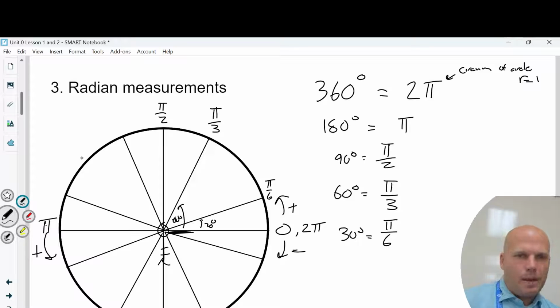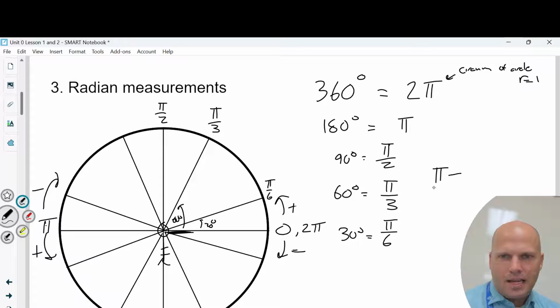Now, what about these other angles? Well, what's easy to do is understand adding versus subtracting angles. So, let's say we are at pi, 180 degrees. Let's add and subtract 30 degrees from pi. So, if I take 180 and subtract 30, you're like, oh, that's 150, no big deal. But the question is, what is pi minus pi over 6?